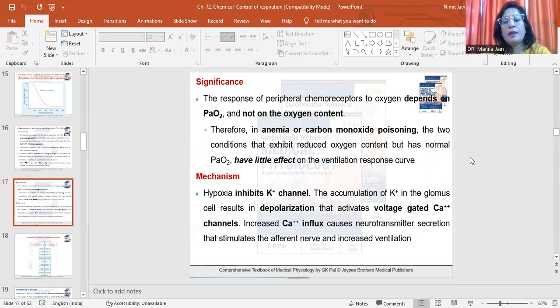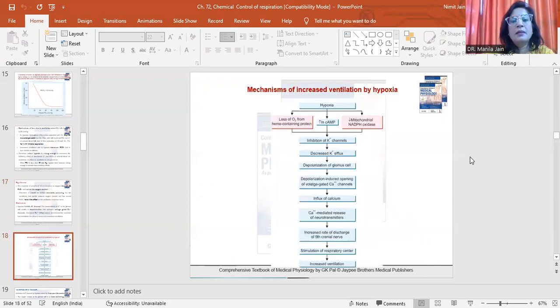Remember the mechanism. Hypoxia inhibits potassium channels. The accumulation of potassium in the glomus cells results in depolarization that activates voltage-gated calcium channels and increases the calcium influx. So hypoxia is inhibiting the potassium channel and there is an increase in the calcium.